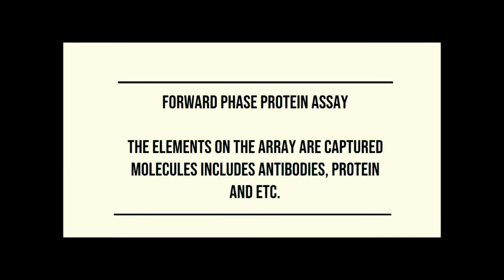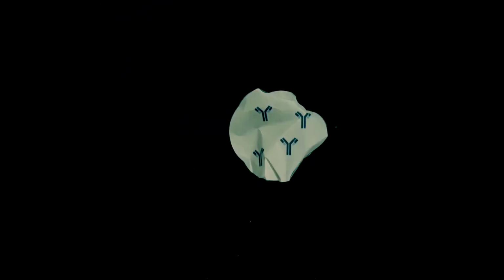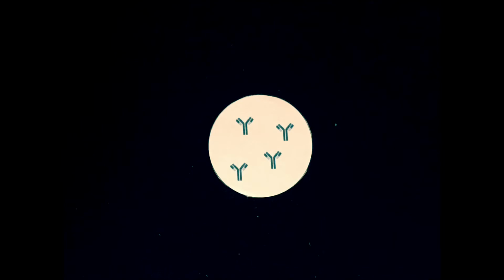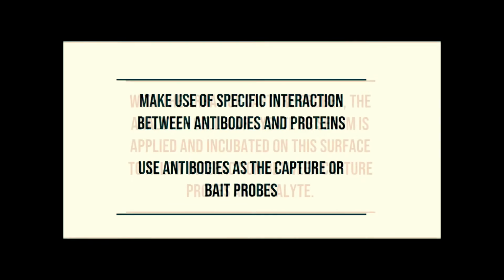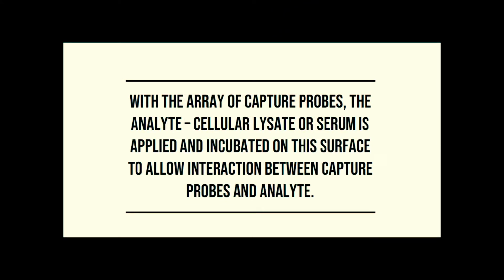For forward-phase protein microarray, the elements on the array are captured molecules. As previously mentioned, this can include antibodies, proteins, nucleotide, or aptamers. Of the different types, the most common one is the antibody array. Antibody array, as the name suggests, take advantage of the specific interaction between antibodies and proteins and use antibody as the capture or bait probes. With the array of capture probe, the analyte such as cell lysate or serum sample is applied and incubated on this surface to allow interaction between capture probes and the analyte.